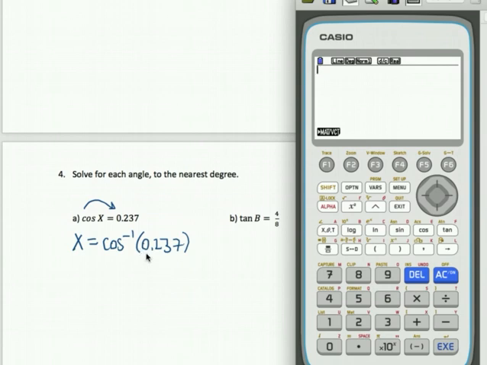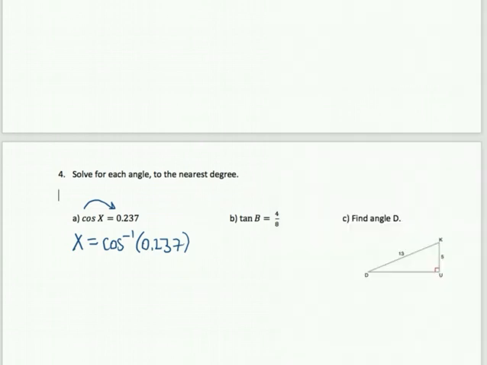If you're using a cell phone, I think you have to just hit second and then the cosine, or it might have already listed this button. Okay, let's go through and calculate that. I'm going to hit shift cosine to get my inverse cosine here, and then I need 0.237. And there's the value that you need. Let's write that in.